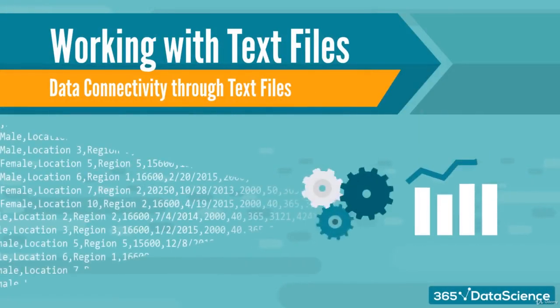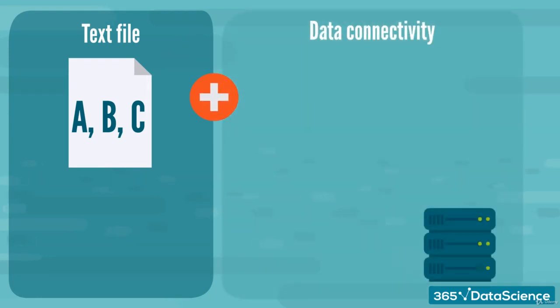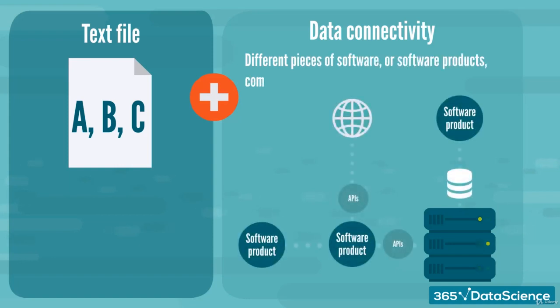Right. We have established that we will be using text files throughout this course. In this lesson, we will explore how text files aid data connectivity. Now, data connectivity is not such a straightforward topic. It will be enough to remember that on a technical level, different pieces of software or software products communicate through text files of one form or another.